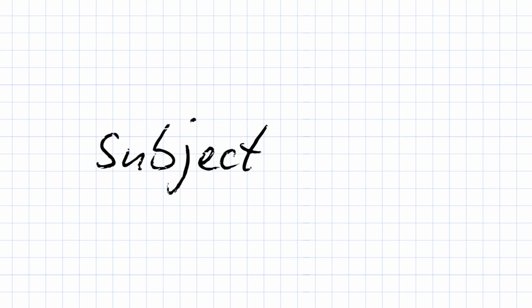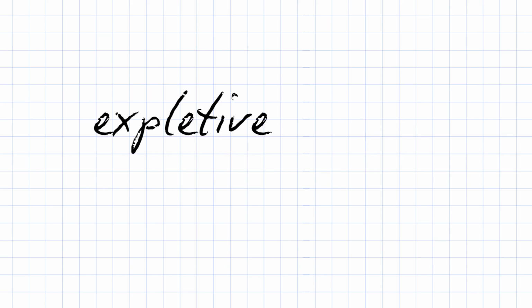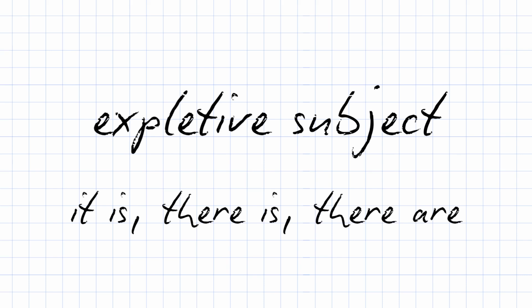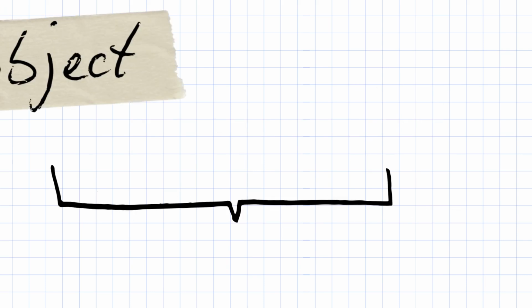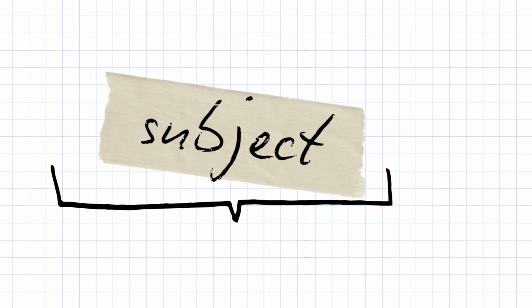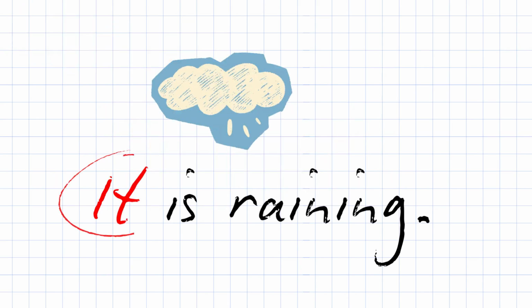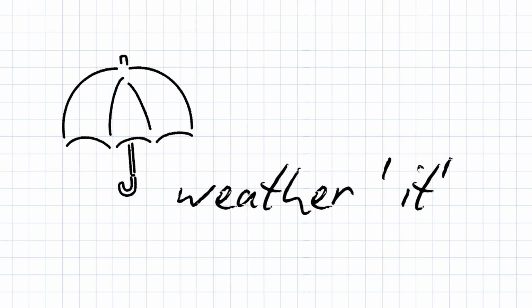Sometimes a sentence subject may actually refer to nothing at all. An expletive subject, such as it is, there is or there are, is a filler subject that just sits in the subject position without meaning anything in particular. In "it is raining," it doesn't refer to anything. It's just filling out the subject position because we require one in English. We call this type of expletive subject the weather it.